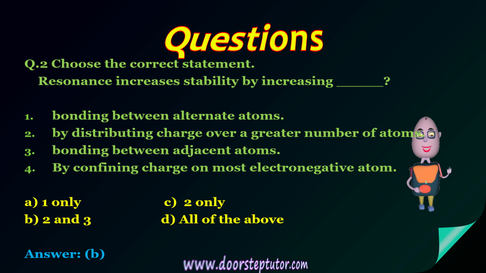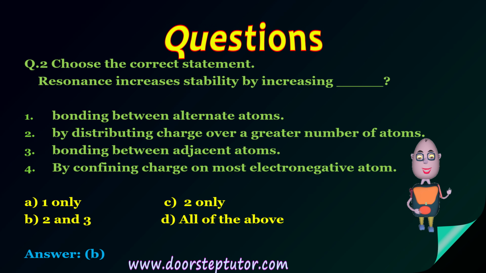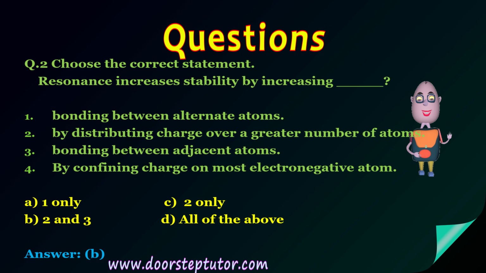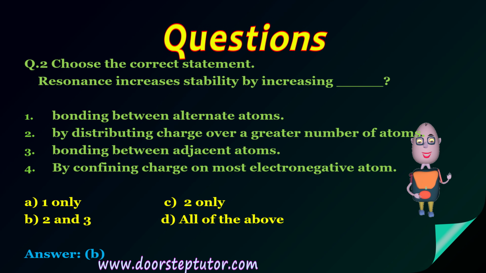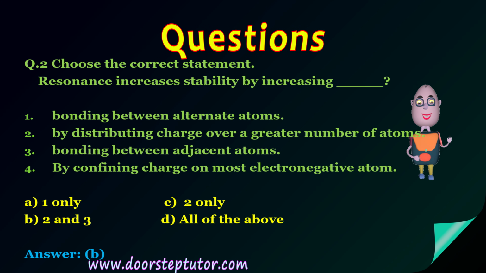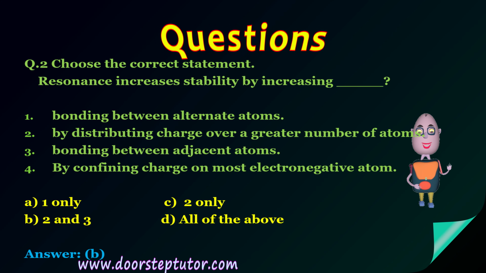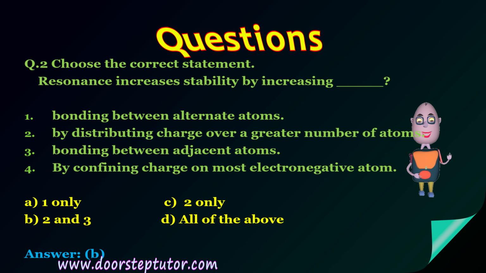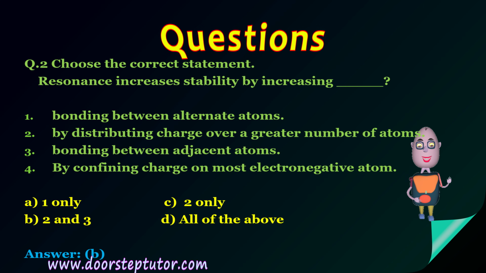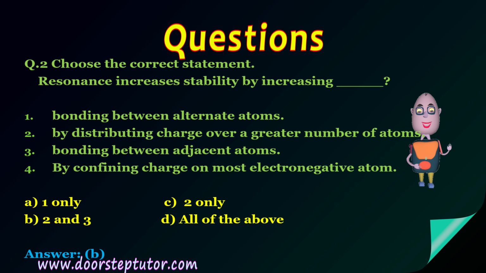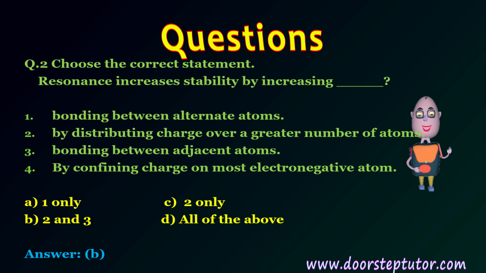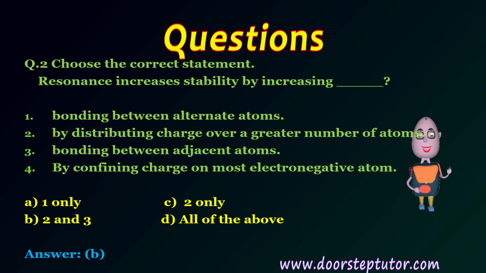Second question is, choose the correct statement. Resonance increases stability by increasing dash. Now second and third answers are correct, because they are saying that the distribution of charge over a greater number of atoms is important, and the third option is saying that bonding should be between adjacent atoms, whereas the first option is saying that bonding between alternate atoms, which is absolutely wrong. Okay, the bonding should be in adjacent atoms.